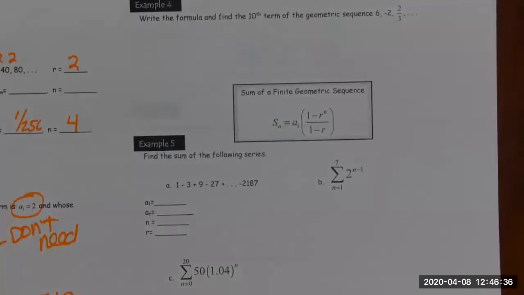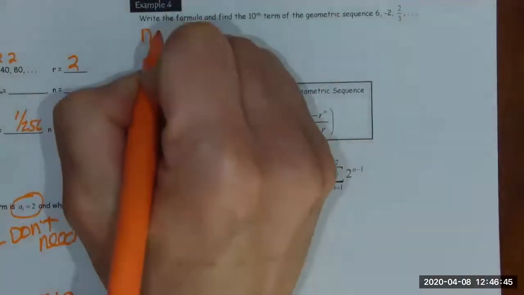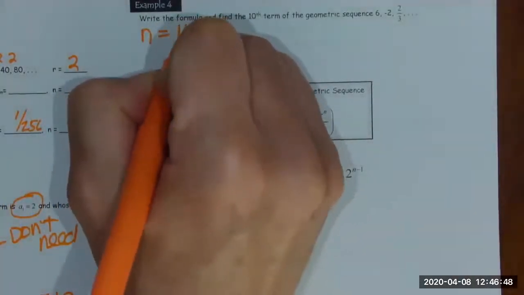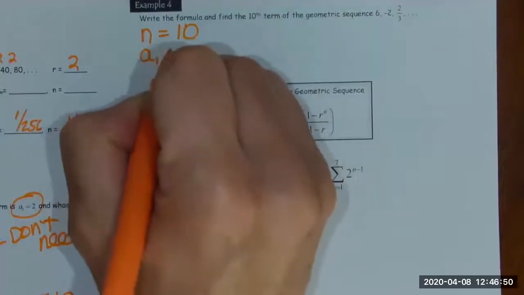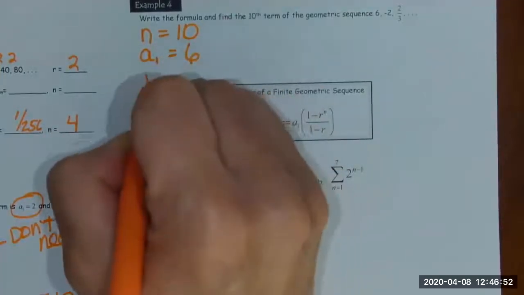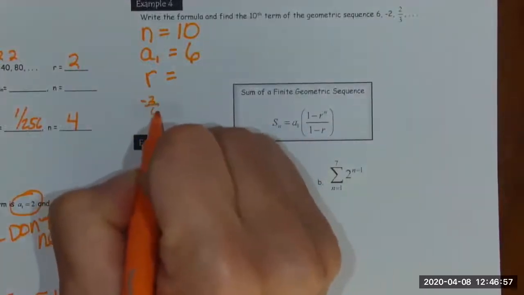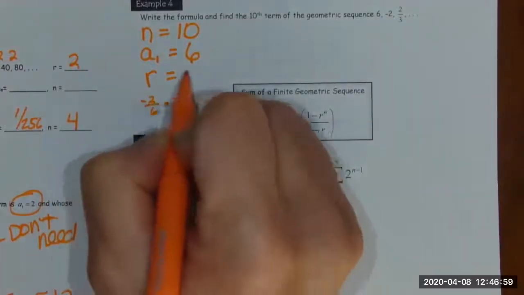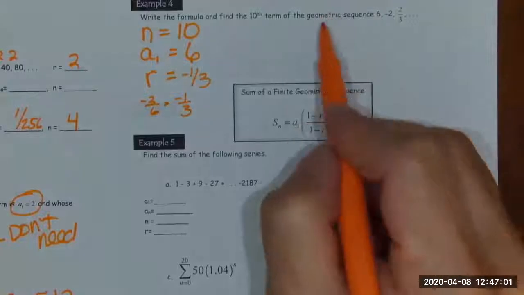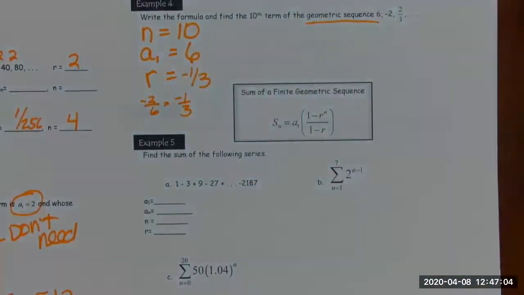Write the formula and find the 10th term of the geometric sequence 6, -2, 2/3. So we always want to figure out what we know. So n is 10, a1 is 6. So we just need r. What is negative 2 divided by 6? That's negative 1/3. They told me this was a geometric sequence, so I know it works. If I find r, I can use it. I don't have to test them all.